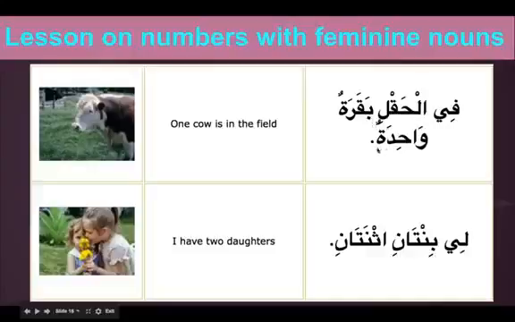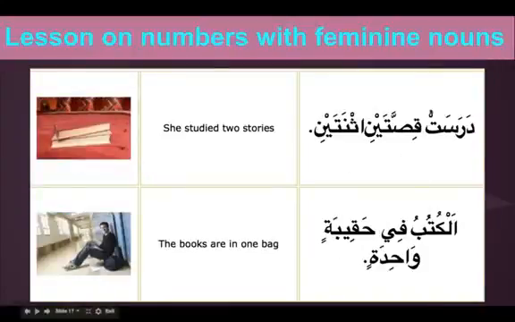Fil haqli is in the field. Haqli is field. In fil haqli, baqaratun wahidatun. One cow. Li bintani ithnatani. So I have two daughters. Ithnani is masculine. Ithnatani is feminine. So we got darasat. She read. So see taw. This is tawtanisi. Darasa is a verb. Tawtanisi, we know it's a feminine word. Darasat. Fa'il. Qissataini. See, qissa is story. Qissataini is two stories. So ithnataini again just for emphasis. She studied two stories.